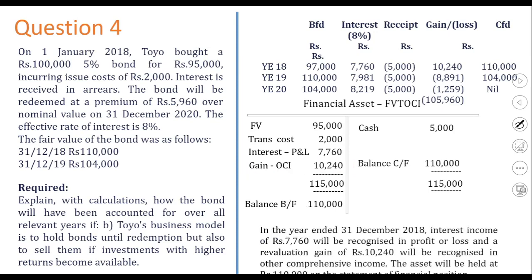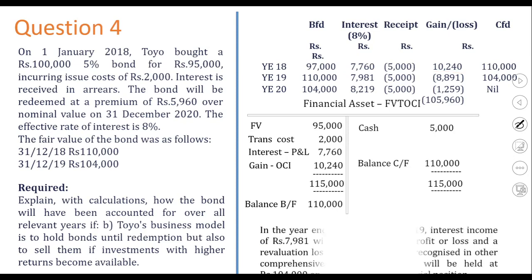Therefore, the interest income figure will be as it is for year 1. In the year ended 31st December 2018, interest income of 7,760 will be recognized in the P&L, and the revaluation gain or fair value gain of 10,240 will be recognized in other comprehensive income, and your closing balance in the balance sheet will be 110,000. So this is the answer for the first year.